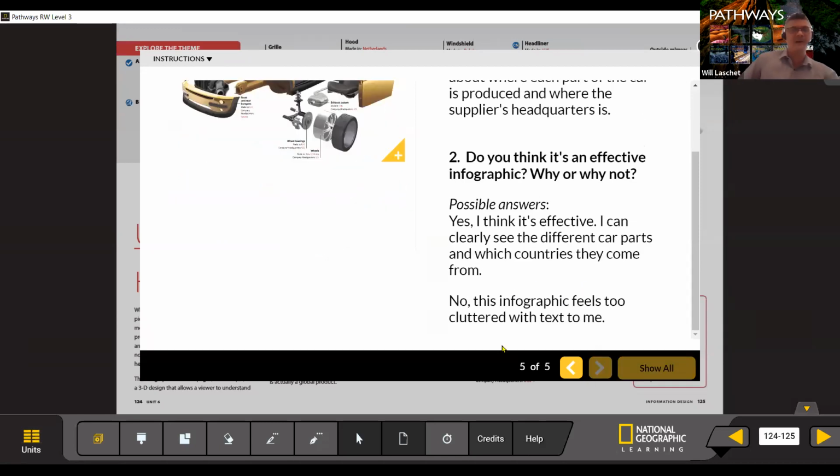We've also got the opposite view. Maybe some of our students think it's not effective. Maybe they don't like it. Maybe they feel it's too cluttered, that there's too much going on there and it makes it difficult for them to understand. So we've got some suggested answers here on the CPT, the classroom presentation tool.